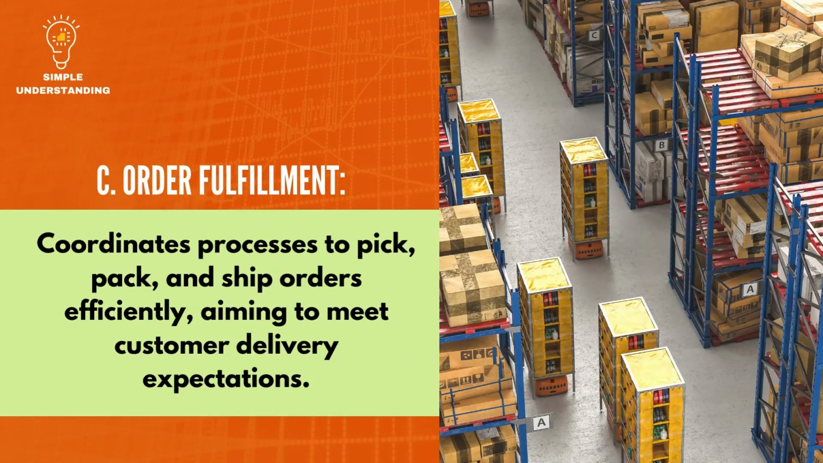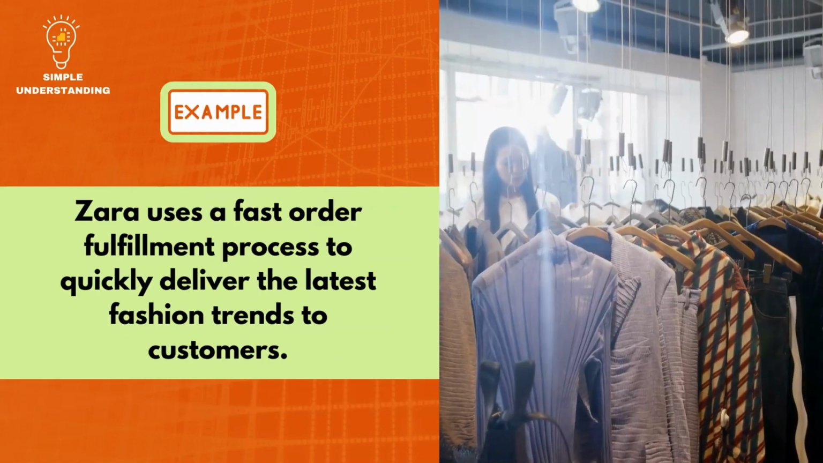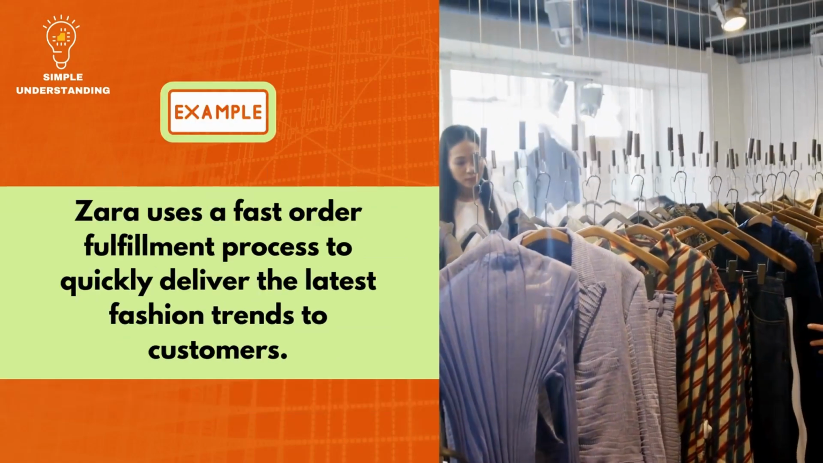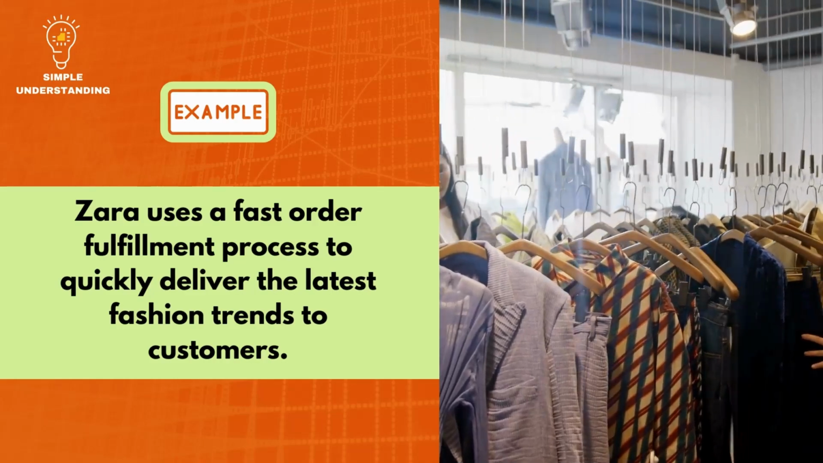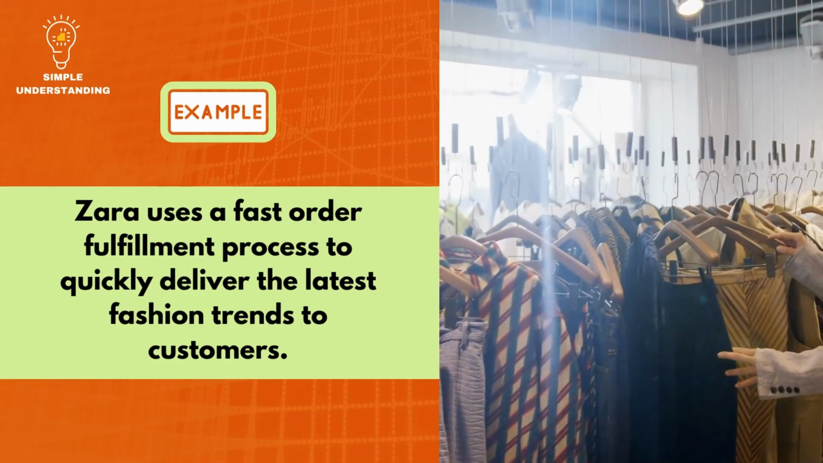C. Order fulfillment. Coordinates processes to pick, pack, and ship orders efficiently, aiming to meet customer delivery expectations. Example: Zara uses a fast order fulfillment process to quickly deliver the latest fashion trends to customers.